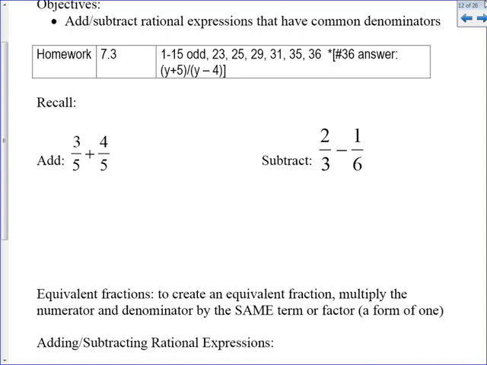7/5. And how do you get that? You add the numerators. This is what you did in your head. You did 3 plus 4, and you kept the common denominator. So we got 7/5. It's going to be the same exact idea with our polynomials. That's going to be an example from 7.3. The next one would be an example from 7.4.